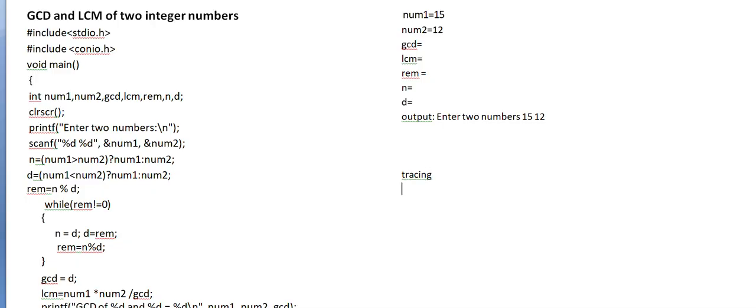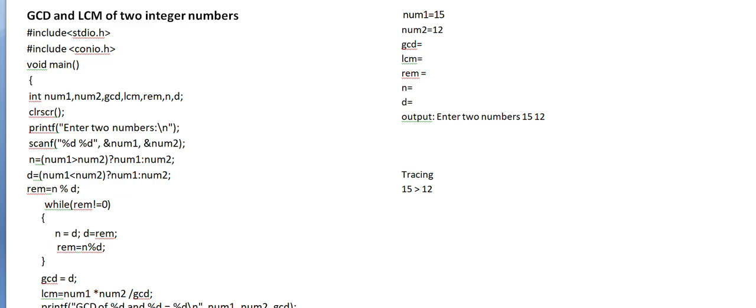Okay, n1 is greater than n2. So what's the value of n1? N1 we have considered as 15 over here. So the value of n1 is equal to 15. So 15 is greater than, what's the value of n2? 12. So here the condition becomes true. 15 is greater than 12.